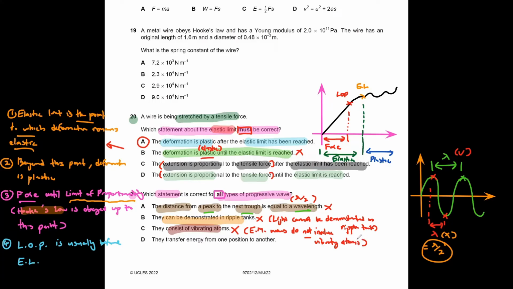So EM waves can travel through vacuum and they don't even need atoms to vibrate in the first place. So C is actually out. Now, that will leave you with only answer statement D. They transfer energy from one point to another.